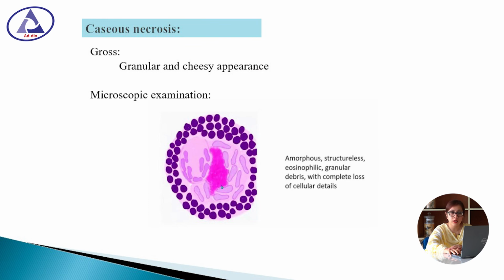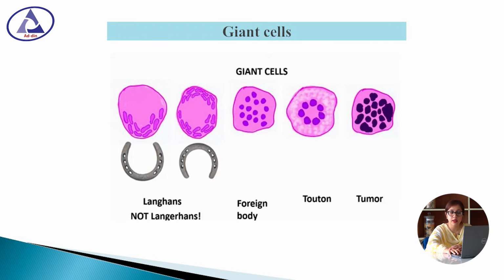Caseous necrosis, in gross, is seen as a granular and cheesy appearance, and in microscopic examination it is amorphous, structureless eosinophilic granular debris with complete loss of cellular details. Giant cells: there are many kinds of giant cells, but in tuberculosis we get the Langerhans type of giant cell. Some other giant cells are foreign body giant cells, Touton giant cells and tumor giant cells.